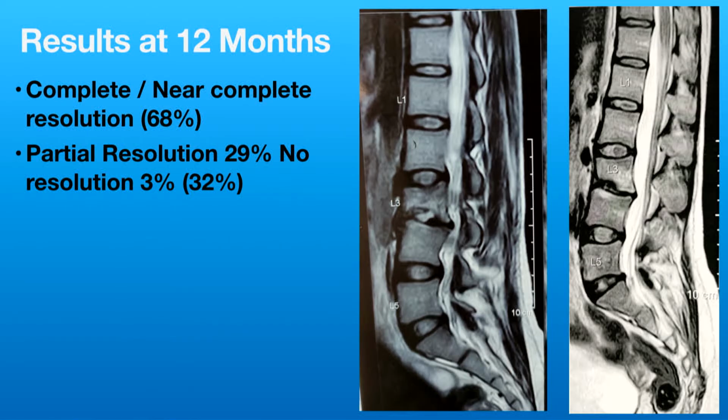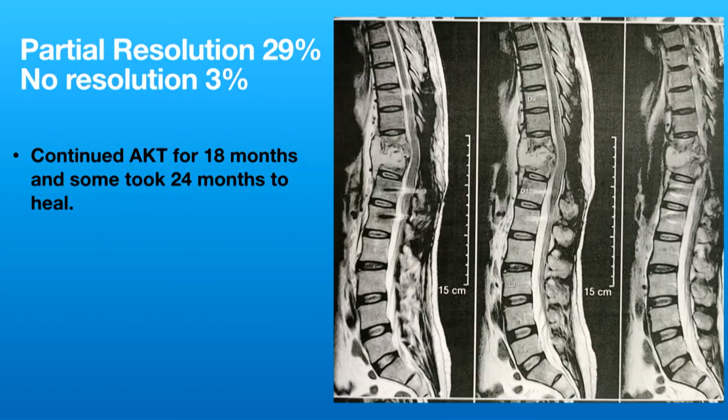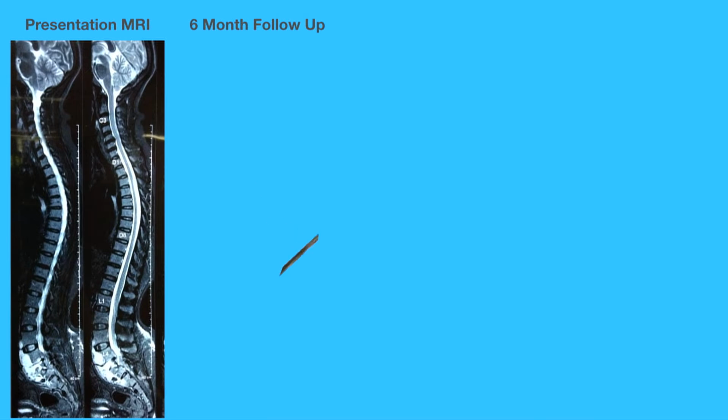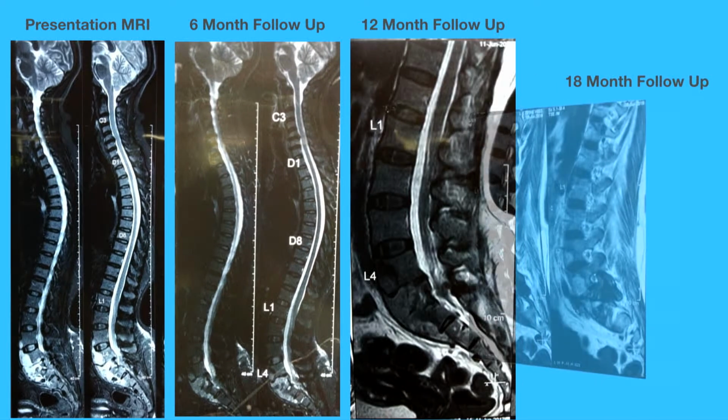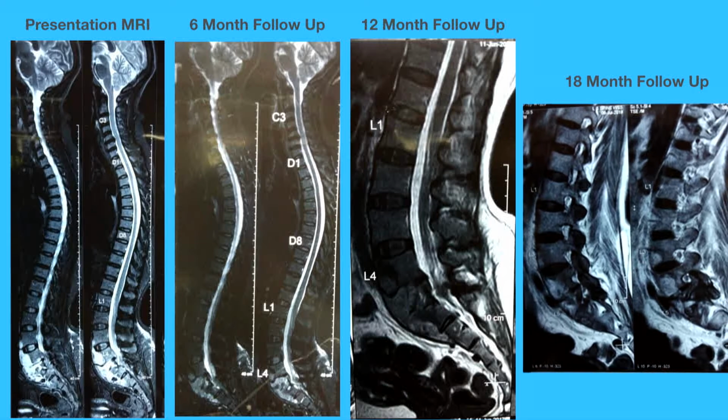At 12 months, 68% of the patients went to near complete healing, whereas 32% were still having no signs of healing. So these patients were further continued for 18 months and 24 months, where they healed. Coming to some examples, this is an MRI pre-therapy, at 6 months, 12 months, and at 18 months, which showed complete resolution.